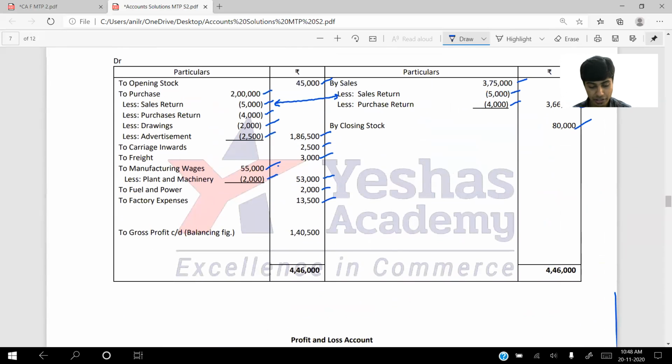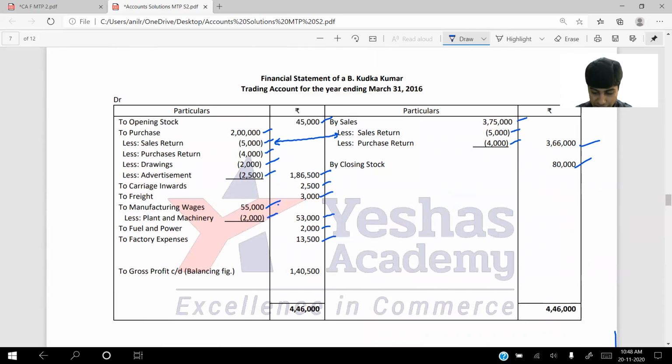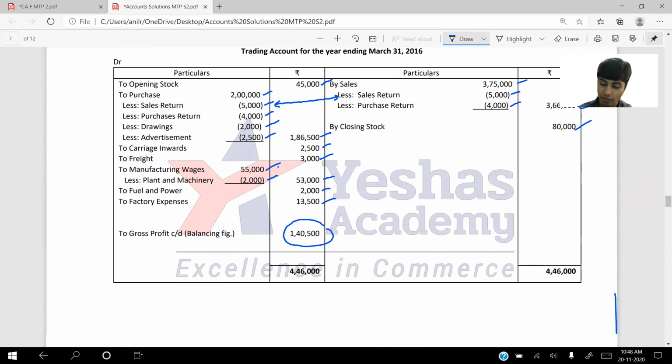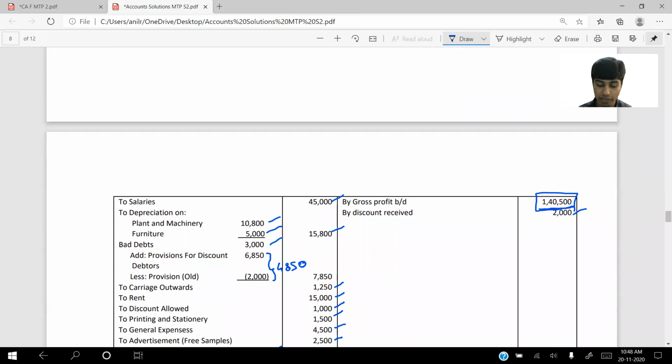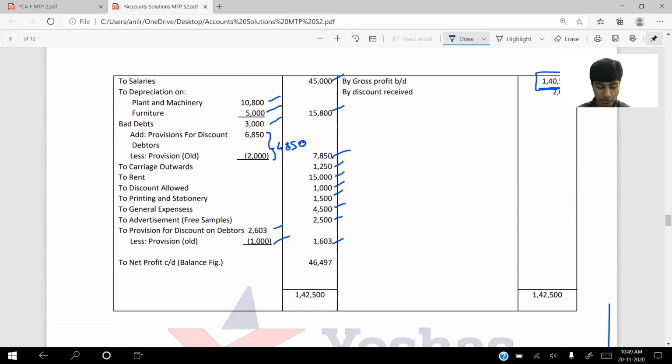Let's start with trading account. Have a look. Is there anything left unticked? No, everything's ticked. So we'll find this as the balancing figure, gross profit. This gross profit of 1,40,500 is posted to P&L. Have a look. 1,40,500. Only one item is left unticked, this 4,850, and 7,850 comes because of that.